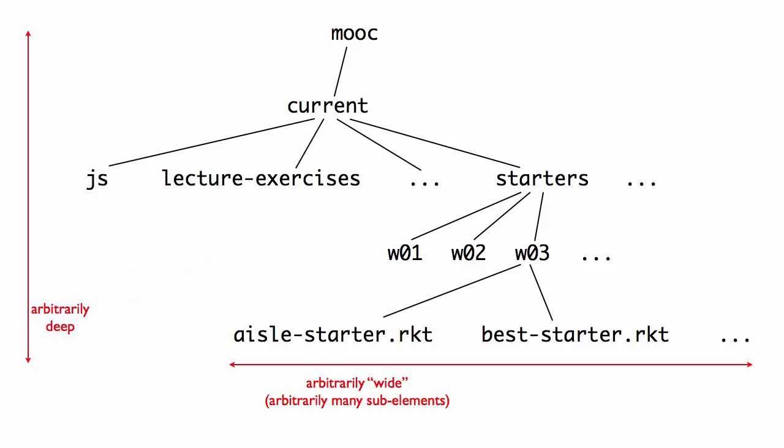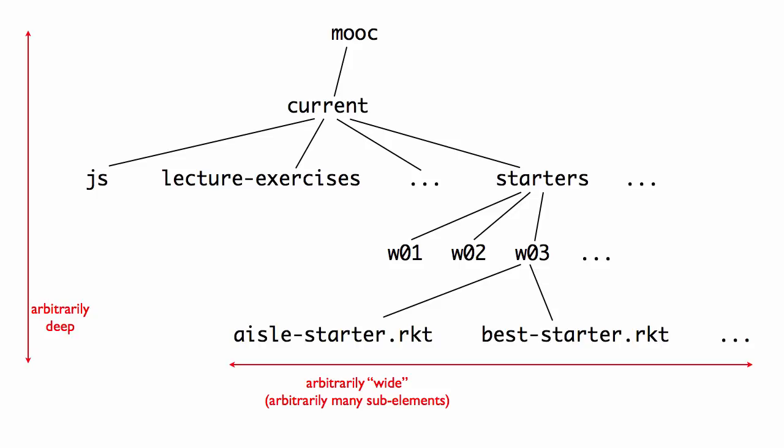Now, why is it called arbitrary arity? Well, unlike lists, which were arbitrarily long in one dimension or arbitrarily wide in one dimension, this arbitrary arity tree is arbitrary sized in two dimensions. A given folder or directory, like W03, can have an arbitrary number of elements in it. Current has a number of them, starters has a number of them, W03 has a number of them. So it can be arbitrarily wide. In addition, the structure can be arbitrarily deep. This particular one is 1, 2, 3, 4, 5 deep, but it could be deeper. Remember, arbitrary doesn't mean large and it doesn't mean random. It just means that before we start out, we don't know how big it will be.